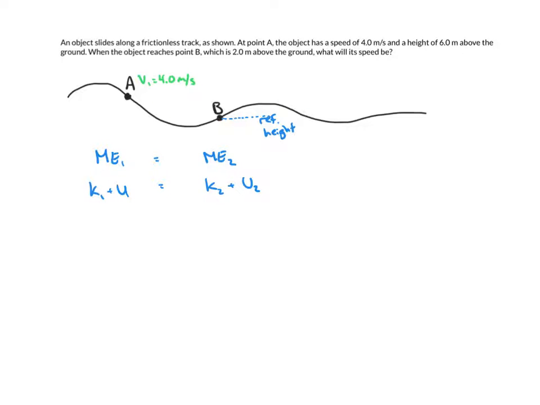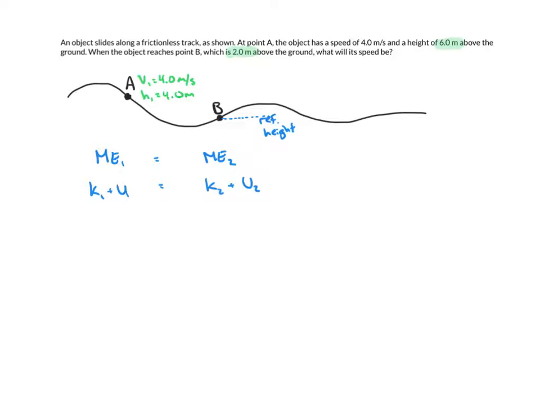The height at point A, so H1, how high is that compared to the reference height? I do have to look at my numbers closely. I have a 6 meter height above the ground, and then point B is 2 meters above the ground. So the difference there is 4 meters. There's a lot of 4s in this question. All right, so V1 is 4 meters per second and H1 is 4 meters.